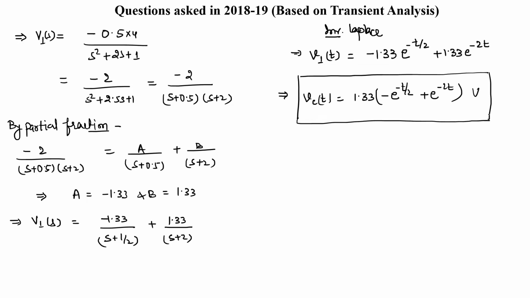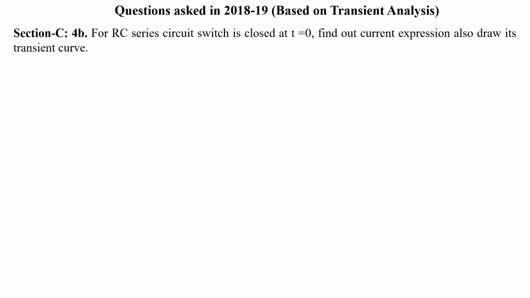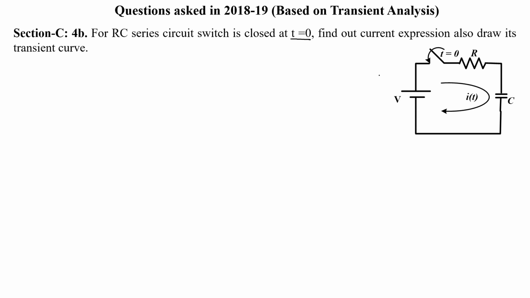Okay. Now moving on to the next question. In this question, for an RC series circuit, the switch is closed at t equals 0. Find out the current expression, and also draw its transient curve. ठीक है, तो इसमें हमें क्या करना है, we have to analyze an RC series circuit. Okay, so an RC series circuit looks like this. तो ये हमारे पास में एक RC series circuit दिया गया है.